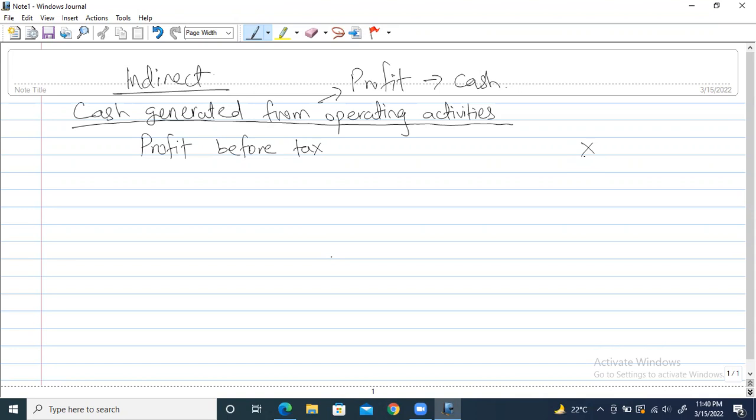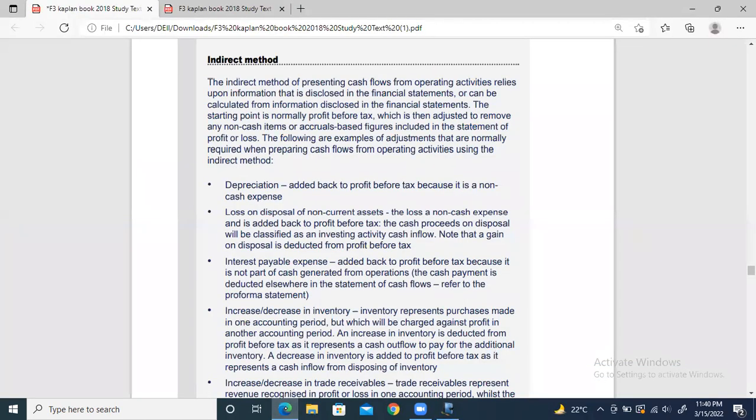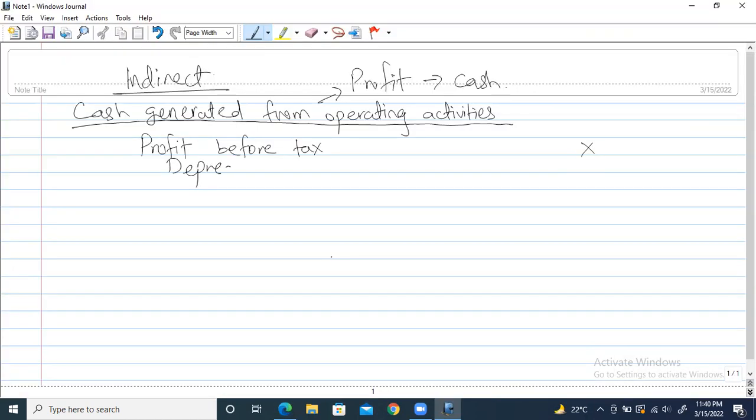Because you see, if non-cash items are being minused to arrive at the profit, if we add them back, if we exclude the effect of them in the statement of cash flows, it will be converted naturally into cash, right? So that's what we are doing over here. Now we start with the profit before tax, right? After that, we start adding back the non-cash expenses. So first of all, we add back depreciation, right?